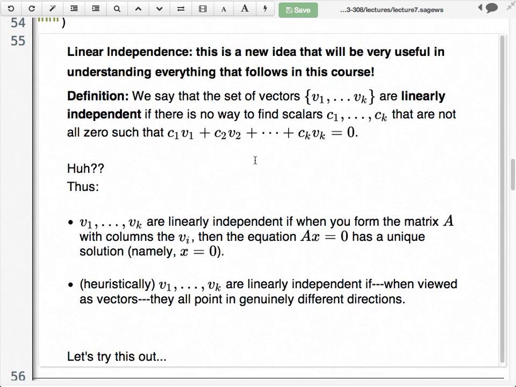if whenever c1 v1 plus dot dot dot plus ck vk equals 0 for c1 up through ck all real numbers, then c1 equals c2 equals dot dot dot equals ck equals 0. This should feel a bit uncomfortable to you and take some time to absorb. So if you're like, huh, if that's your first reaction, that's very natural. That should be your first reaction.